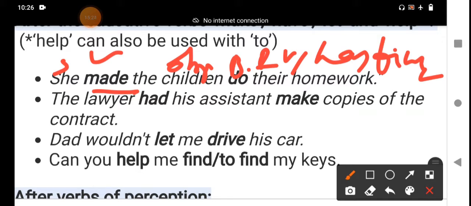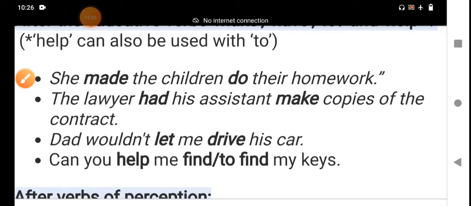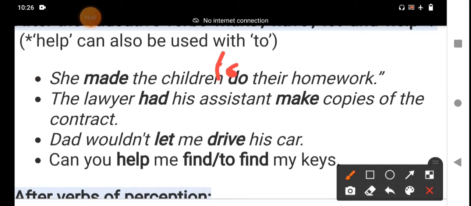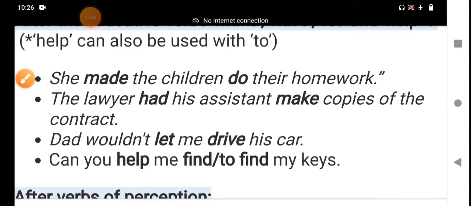Completed action. Made means V2, simple past tense. That verb takes bare infinitive. "She made the children to do their homework" is a wrong answer. To do is wrong. That's why: the lawyer had his assistant make copies of the contract. Make copies of the contract.